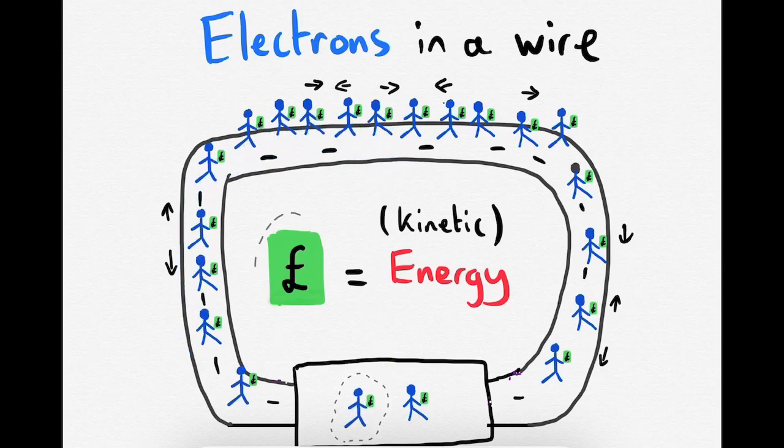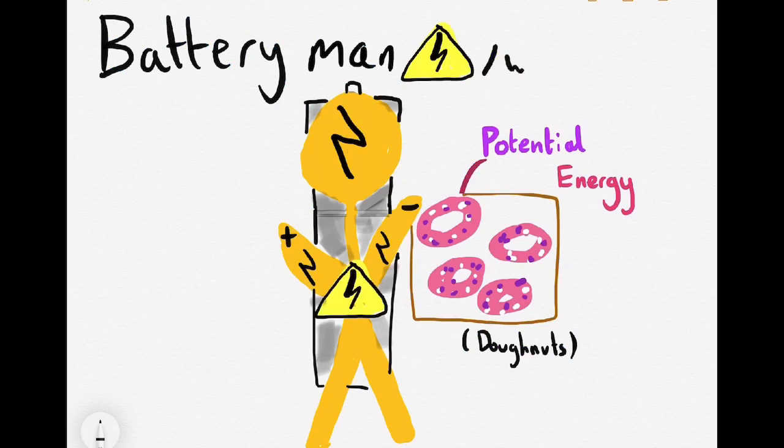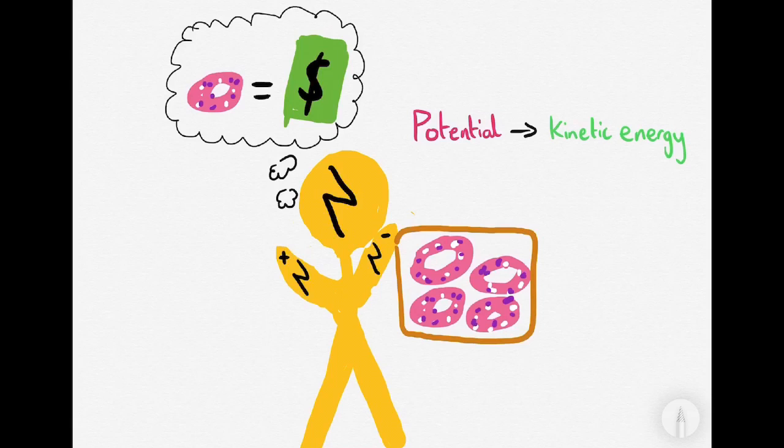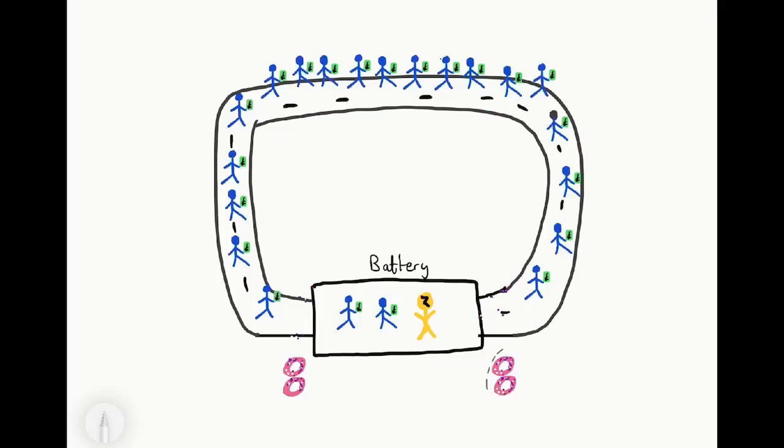The money that they carry is called kinetic energy. This determines how fast they move through the wire. Then we introduce battery man, or woman. Battery man carries donuts, and these donuts are called potential energy. This potential energy can be turned into the same kinetic energy which the electrons need to move through the wire.